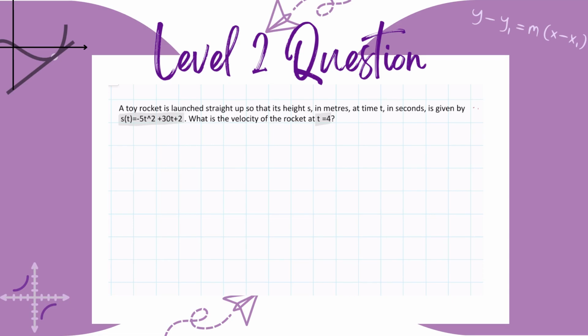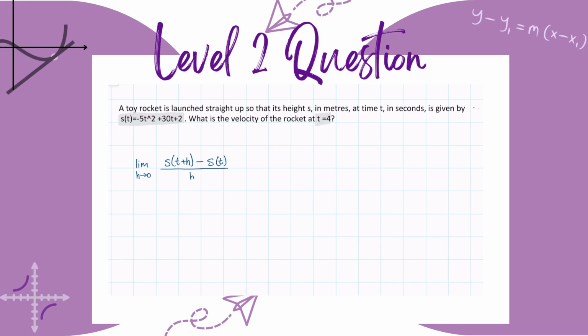So to approach this question, the very first thing that we are going to do is use first principles to get the rate of change. And if you recall the first principle, it is limit h tends to 0. And instead of using f of x, it has it in s of t. We're going to say s of t plus h minus s of t over h.